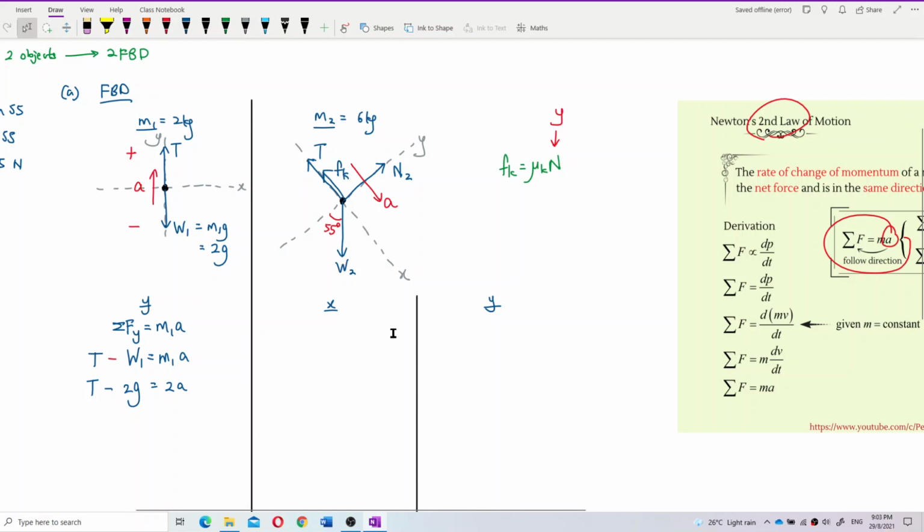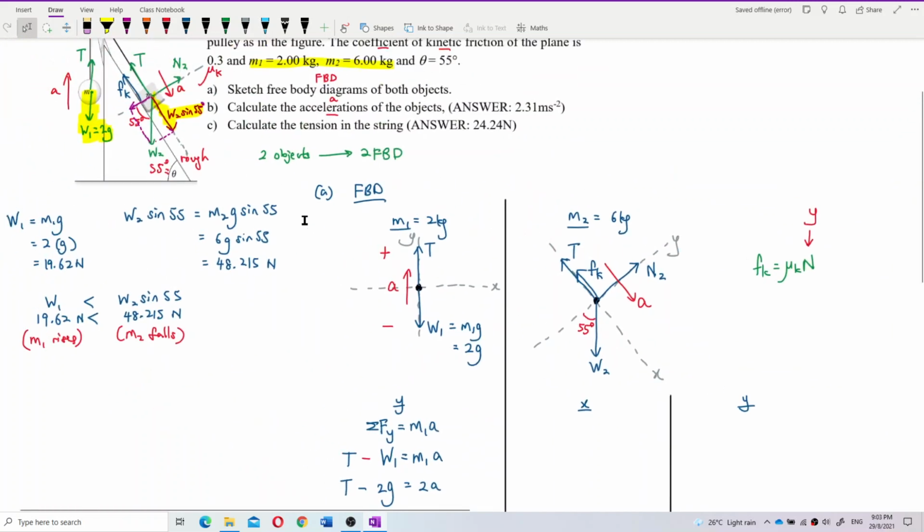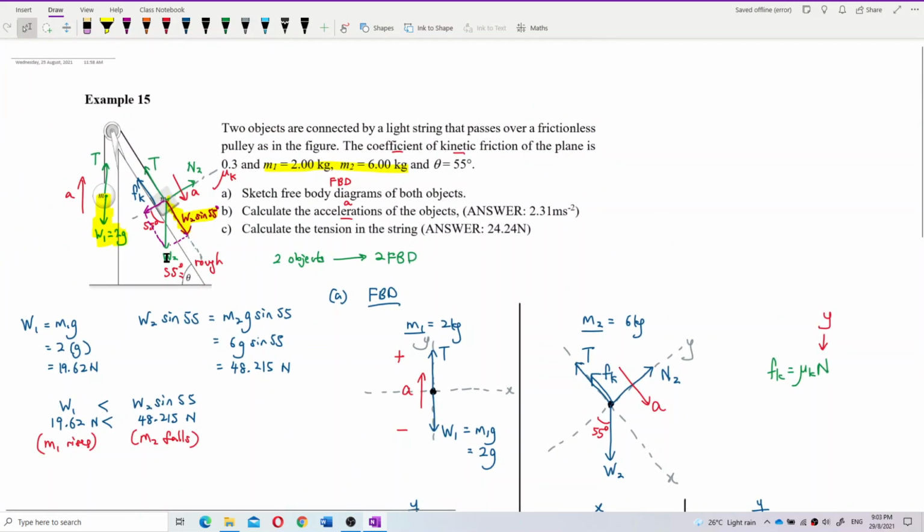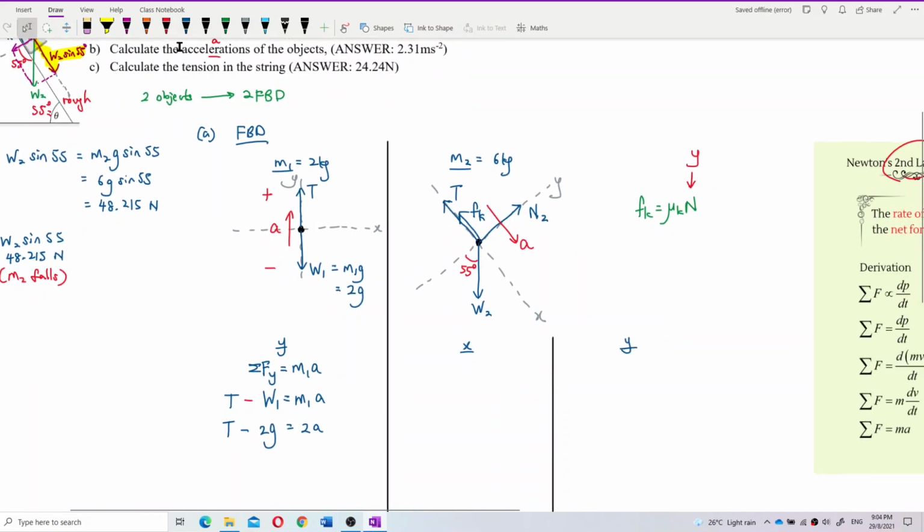First of all, before we build the equation, we need to resolve this weight into x and y components, because all the other forces are already on the x and y axes. Only the weight is not on the axis, so it has two components. Just now we already got the x component of weight, which is W2 sine 55, isn't it? So this time just do the same thing again. Let us derive it out. Weight 2 has this one and this one, x component and y component.